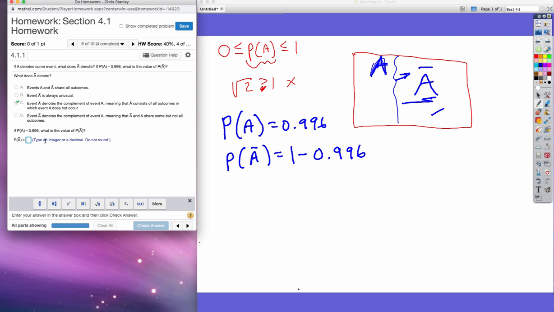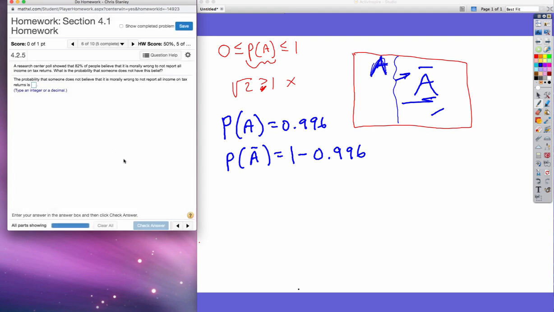whenever I do my probabilities, I'll definitely do a 0 first. So I'll do 0.004. That's what that should come out to be, 0.004, and do not round.